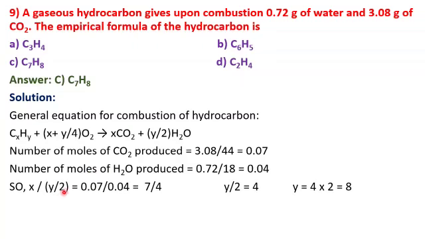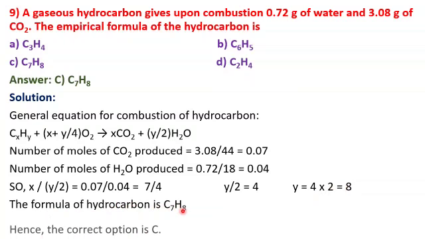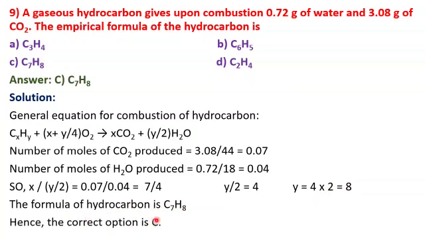Next you take the ratio x to y by 2. x is 0.07, y by 2 is 0.04. You will get the ratio 7 to 4. So 7 is the value of x, and 4 is equal to y by 2. So y by 2 equals 4, and y is equal to 4 into 2, which is 8. Therefore the formula of the hydrocarbon is C7H8. Hence the correct option is C.